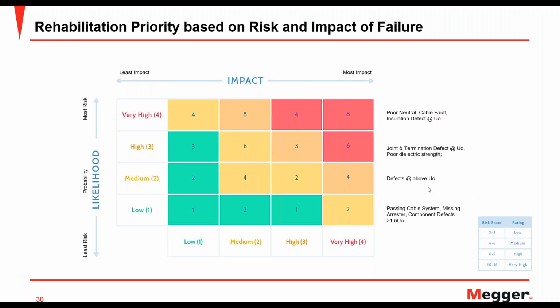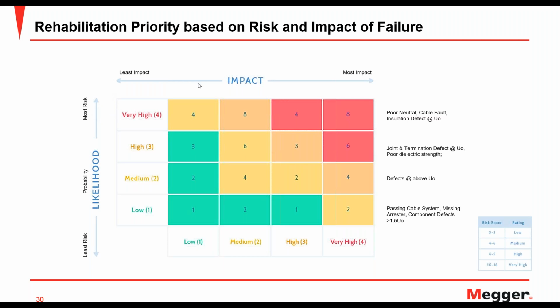Then medium risk, defects above operating voltage, or low risk, those are those passing cable systems where possibly the arrestor wasn't in place. So we're not clipping any of those transients that are out there, such as lightning transients or switching events and the like. So that's looking at that risk of failure, the likelihood of failure.